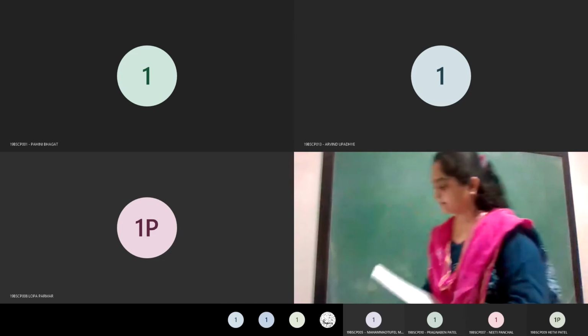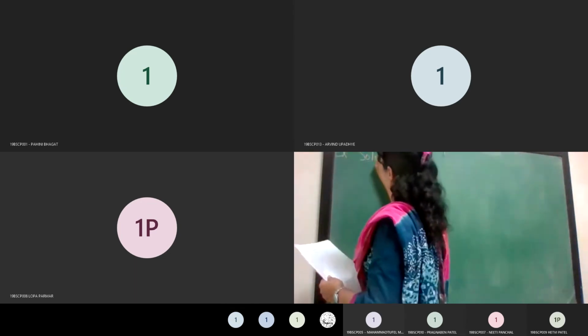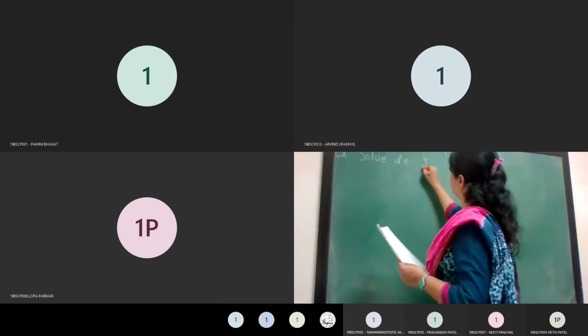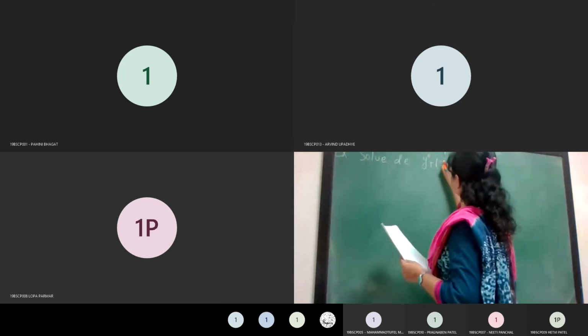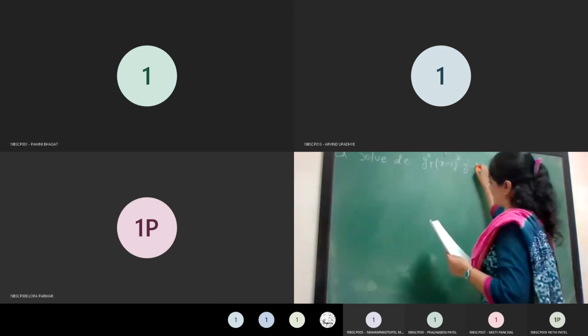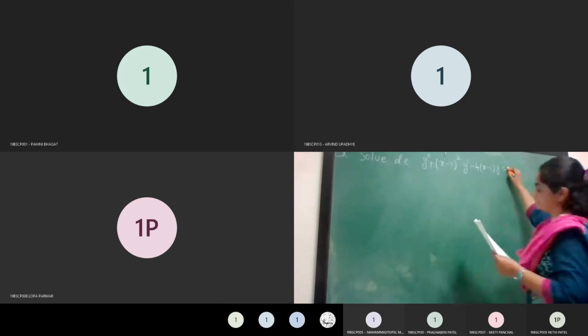So let us consider the example today. That example is: solve the differential equation y double dash plus (x minus 1) whole square y dash minus 4(x minus 1) y is equal to 0.